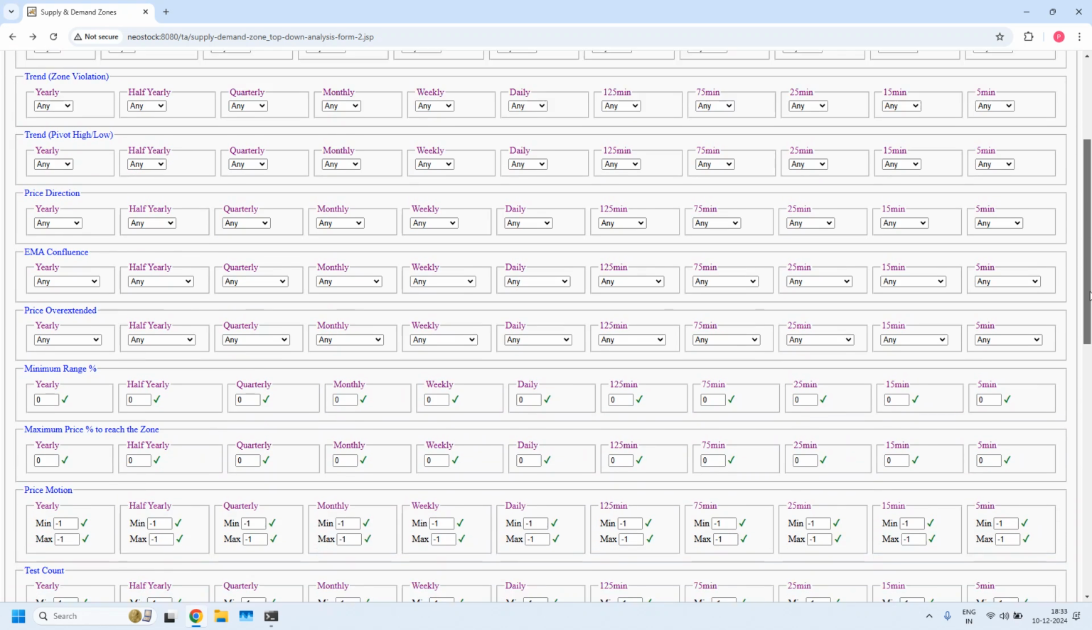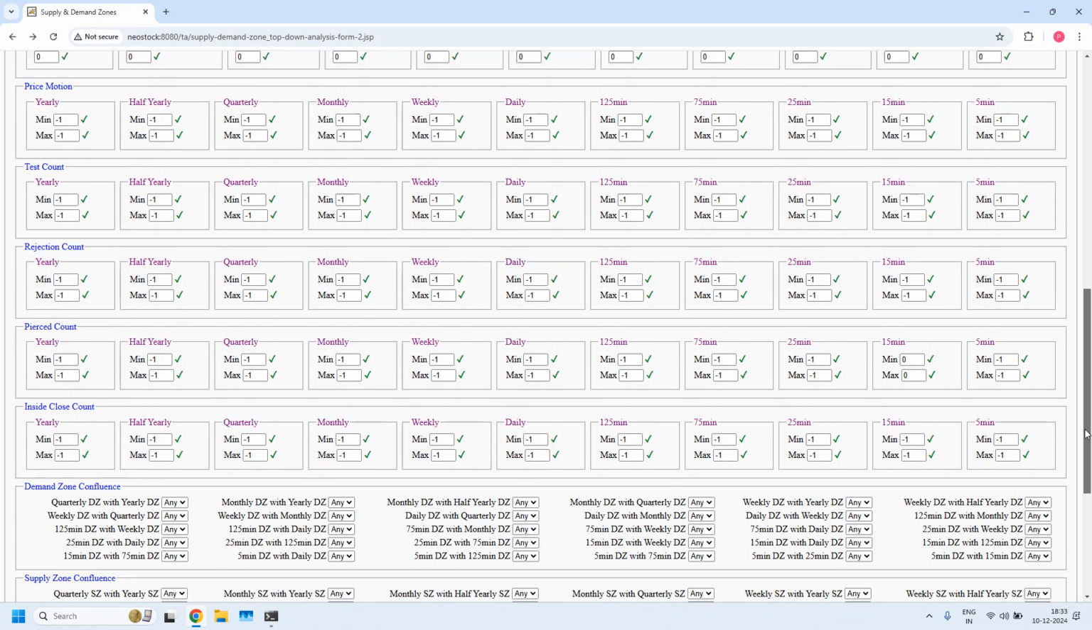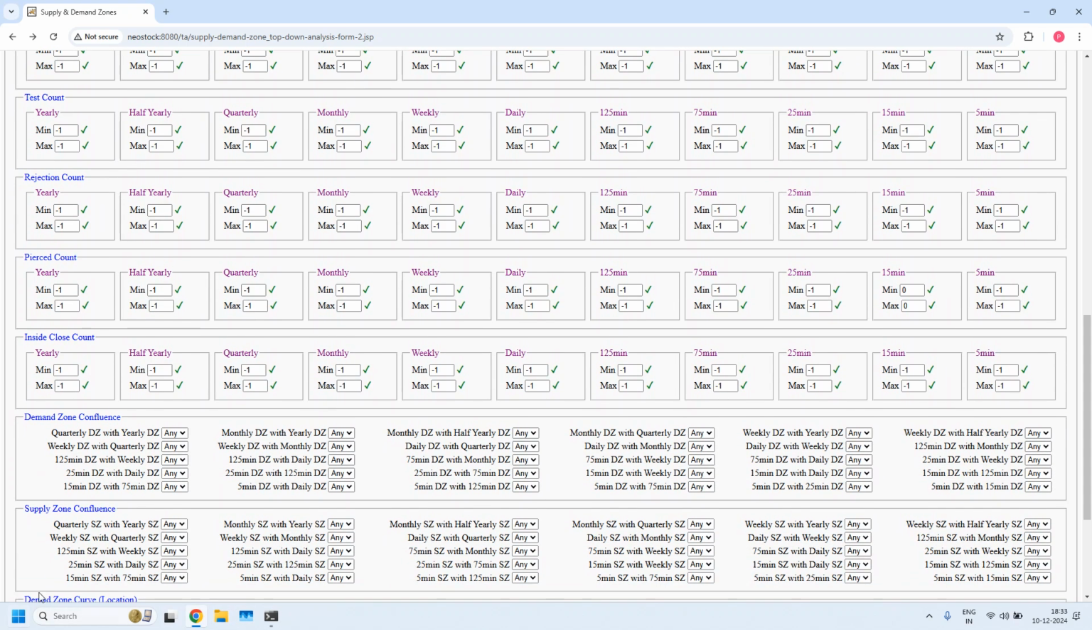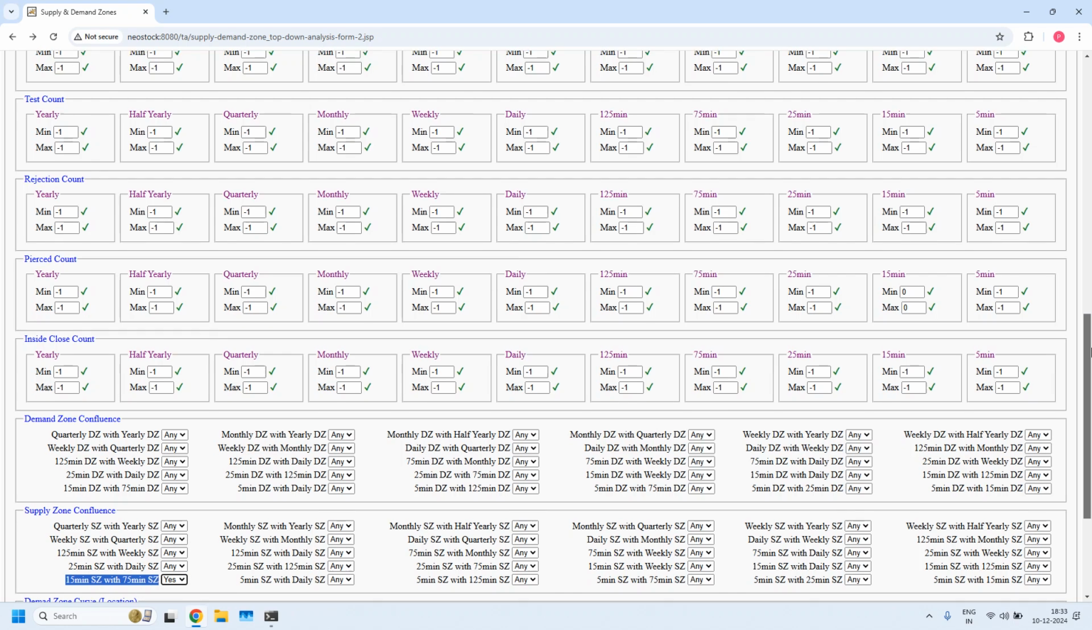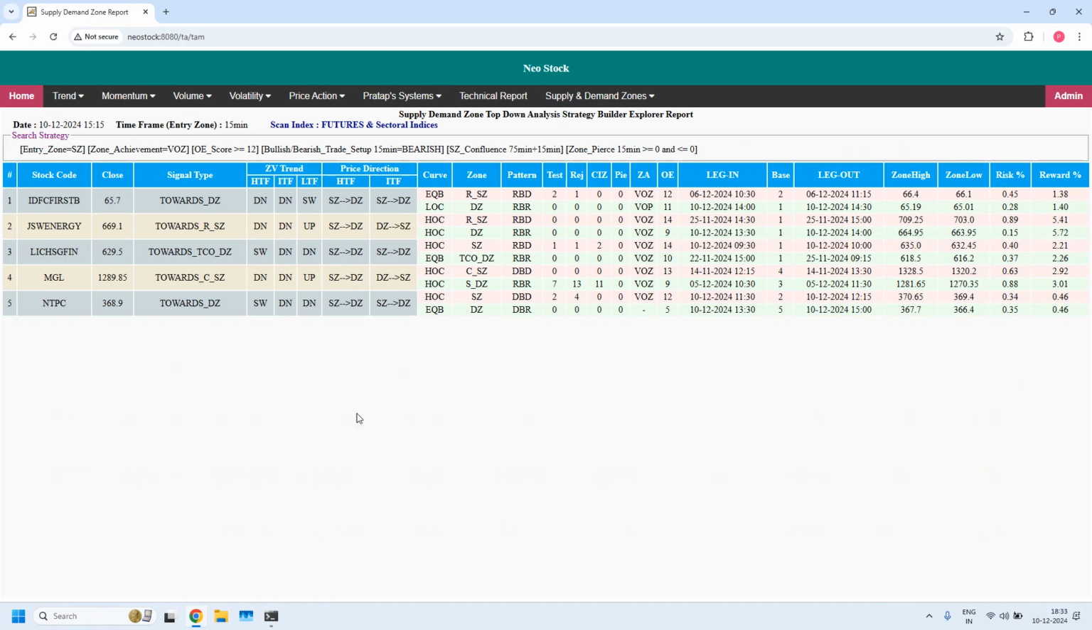That is 15 minute supply zone with 75 minute supply zone confluence. I am enabling that filter. So with this filter, out of 6 we got 5 stocks. In all these 5 stocks, the 15 minutes entry zone, entry supply zone is part of the 75 minute supply zone. And 75 minutes trend is down, that is ITF trend is down.